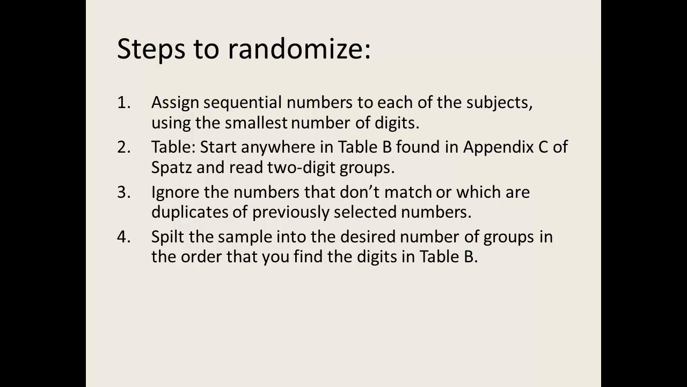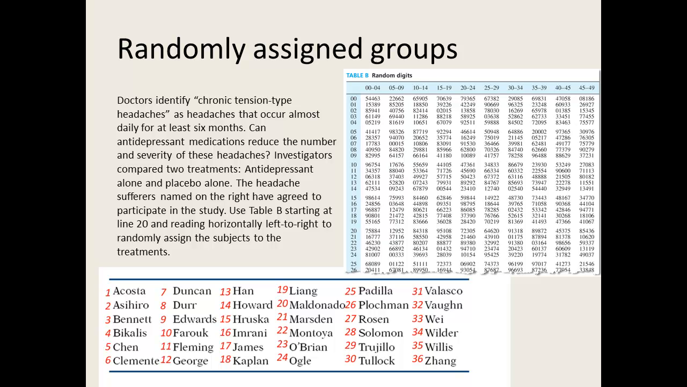So, how can you truly obtain a random sample? Well, these are the steps to follow when selecting a simple random sample. But rather than dwell on this slide, let's actually apply the steps in an example. In this scenario, doctors identify chronic tension-type headaches as headaches that occur almost daily for 6 months. The question is, can antidepressant medications reduce the number and severity of these headaches? Investigators want to compare 2 treatments, the antidepressant alone and a placebo alone. The headache sufferers named below have agreed to participate in the study.